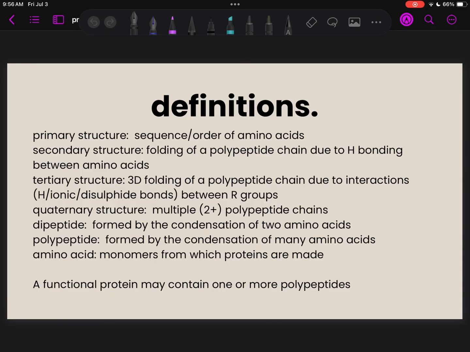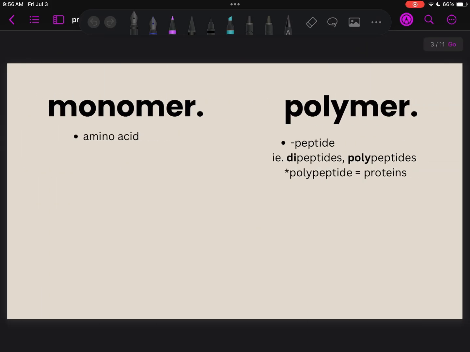Dipeptide, formed by the condensation of two amino acids. Polypeptides, formed by the condensation of many amino acids. An amino acid is a monomer from which proteins are made, and a functional protein may contain one or more polypeptides. So firstly, let's look into the monomer-polymer side of proteins.